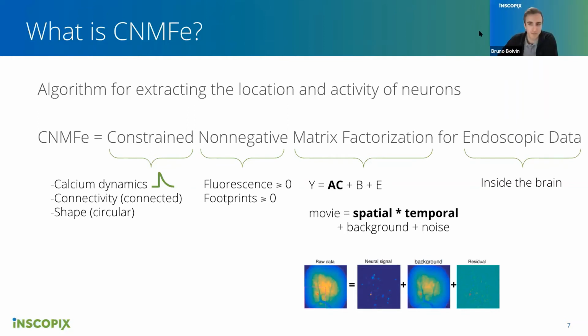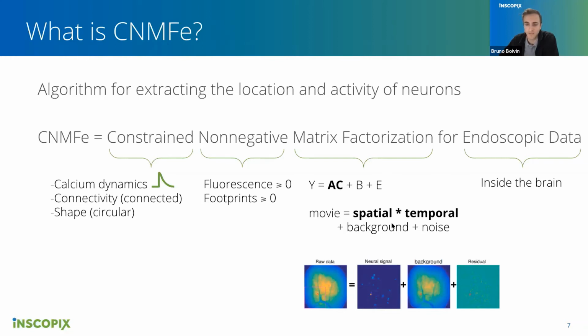Just to make sure that everybody is aware of what CNMFE is and what it stands for: it's a new algorithm to identify the location and temporal activity of cells. Here I've broken down the acronym. The core concept in CNMFE is matrix factorization. In plain English, the formula is: movie equals spatial times temporal plus background plus noise.